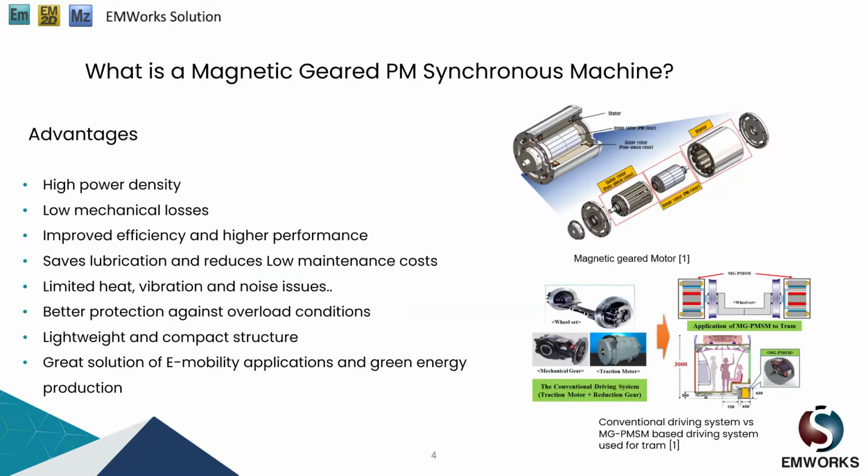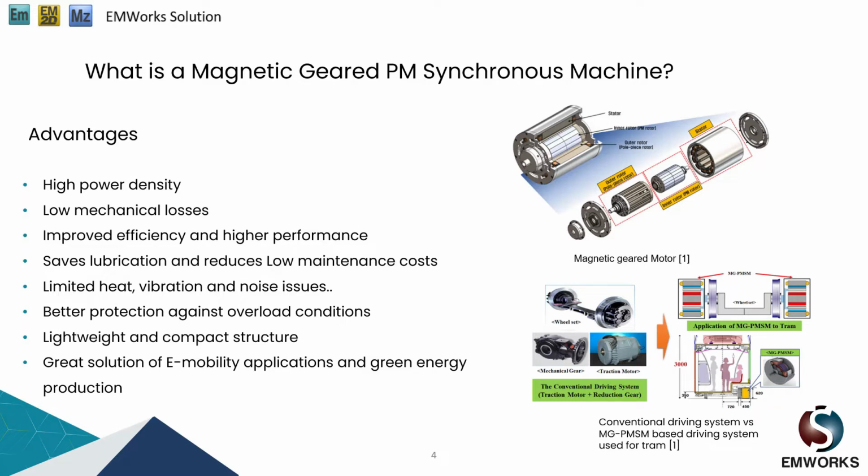Let's see the advantages of this system. The main advantage of this combination is a contactless power transmission. There is no contact in the magnetic gear, no contact between the inner and the outer rotor, so the power is transmitted without any contact. This contactless power transmission system, the magnetic gear, is integrated inside the electric motor, precisely in our case, a permanent magnet synchronous machine.